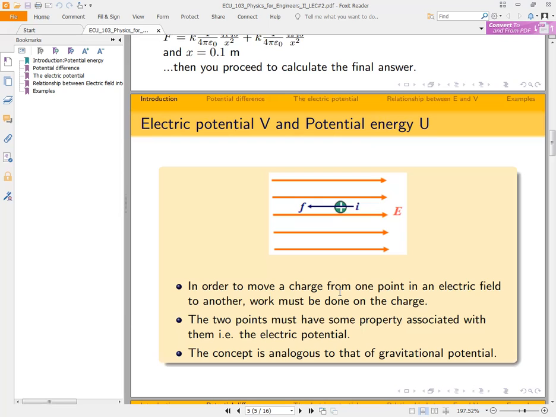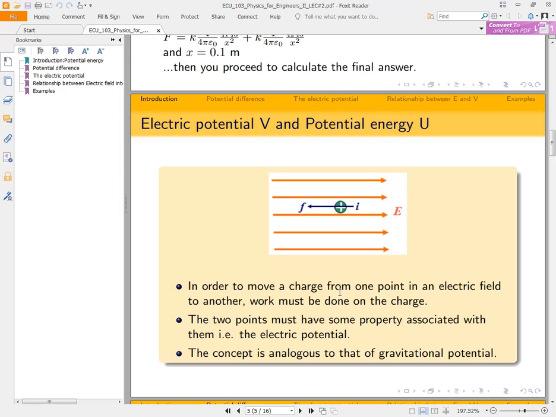Let me explain this point number 3 here. The concept is analogous to that of gravitational potential. We have done some mechanics in our previous unit, but let me just remind you that when you take a piece of wood, for example, and put it on top of a table, normally we say that the wood has potential energy, because when you simply push it, it will do some work, it will fall to the ground.